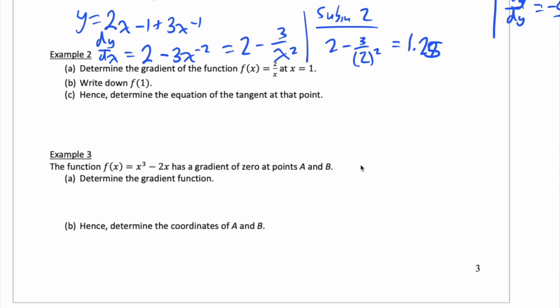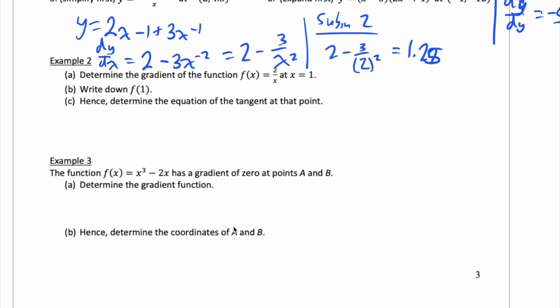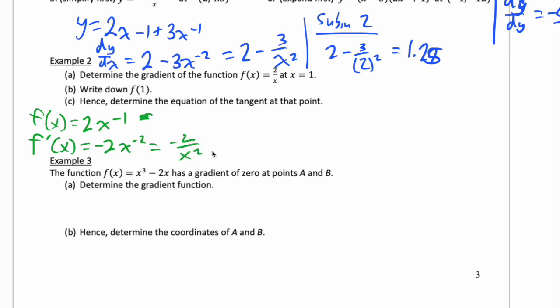Okay, next let's do number 3 here. Or actually number 2. Let's do number 2. Determine the gradient of the functions. That's the derivative. So f of x equals 2x to the power negative 1. And then this notation, we write an apostrophe for the derivative. Okay, and this is going to be negative 1 times 2, negative 2, x to negative 2, or negative 2 over x squared.